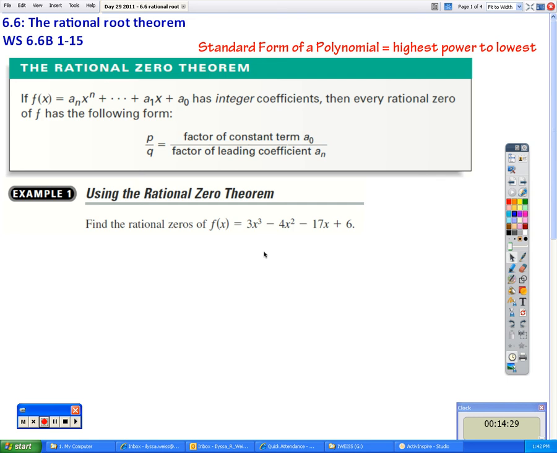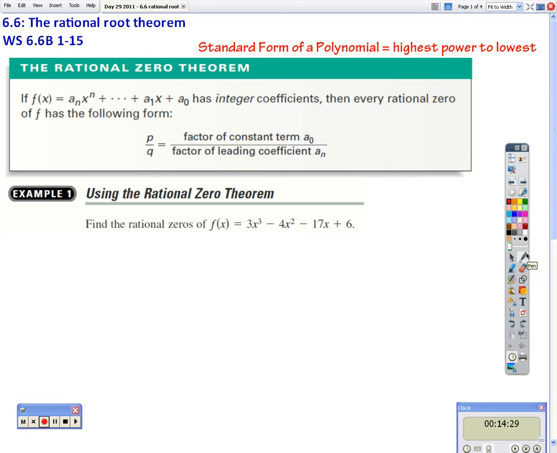Okay, so up until this point, when we've been asked to find a zero of a function, we've been given at least one to start with to be able to then find the rest. But now, with this new theorem, the rational zero theorem, we'll be able to find the first rational zero and then use our knowledge of factoring and solving to find the rest of the zeros.